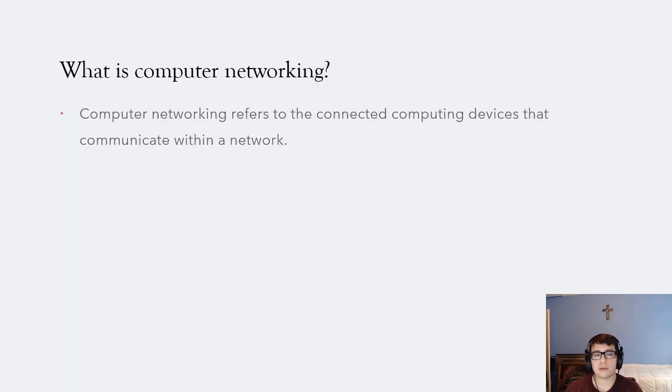So, what is computer networking? Computer networking refers to the connected computing devices that communicate within a network. So, literally any two digital objects that communicate with each other is technically a network. It could mean something as large as a big lab full of computers, printers in a corporation, or something as small as maybe two smartphones sending a file directly to each other, meaning only two devices are involved in that network. That is considered a computer network.